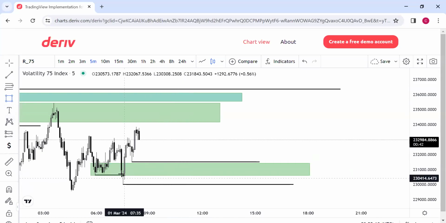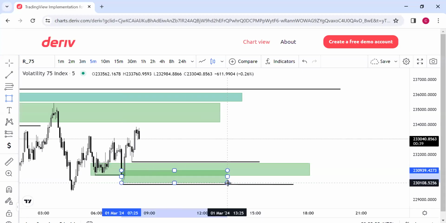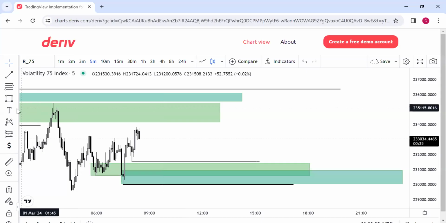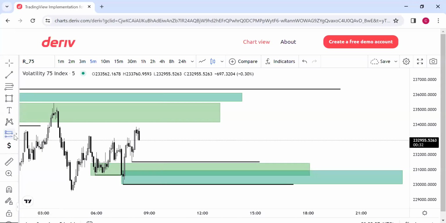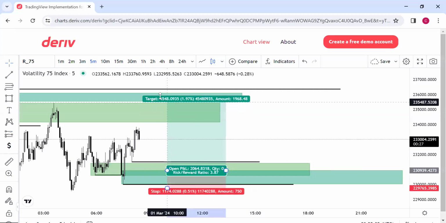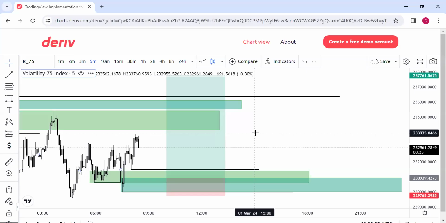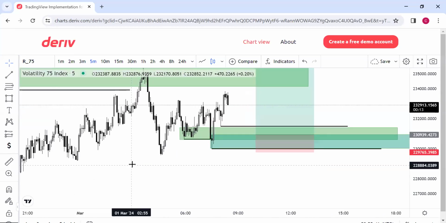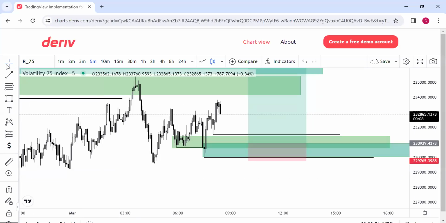Where is our supply level? Sorry, where's our demand level? This is our demand level. So if price comes here, I will be risking this trade. In fact, I'll be risking $200 on this trade because this sell now is not giving anymore at all. So I'll be risking this buy instead. This sell is rubbish.